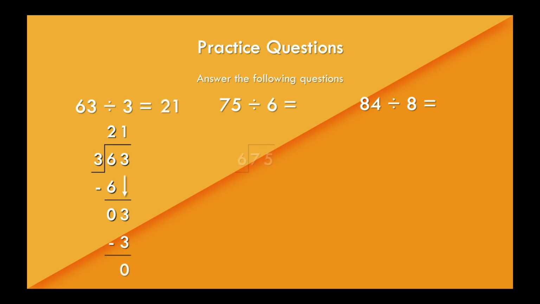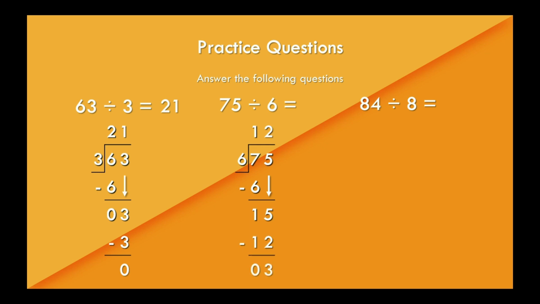Next up, 75 divided by 6. Looking at 7 first, the closest we can get is 6. 6 times 1 is 6. Writing that, subtracting gives us a remainder of 1. Bringing down the 5 gives us 15. The closest to 15 in the table of 6 is 6 times 2, which is 12. Writing 2 above and 12 below, we subtract to get a remainder of 3.